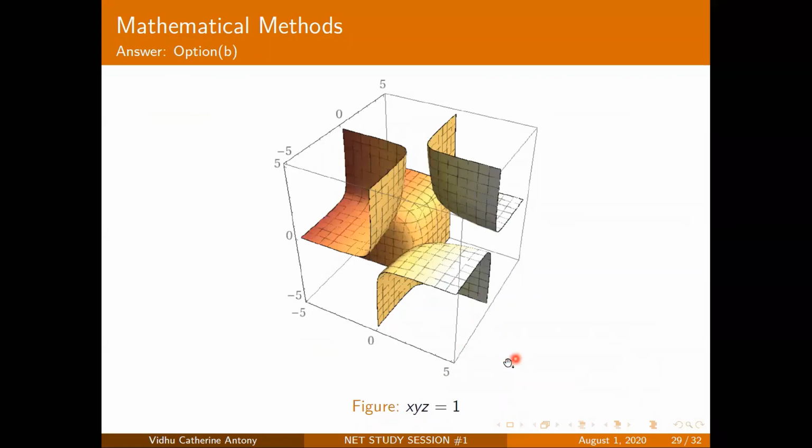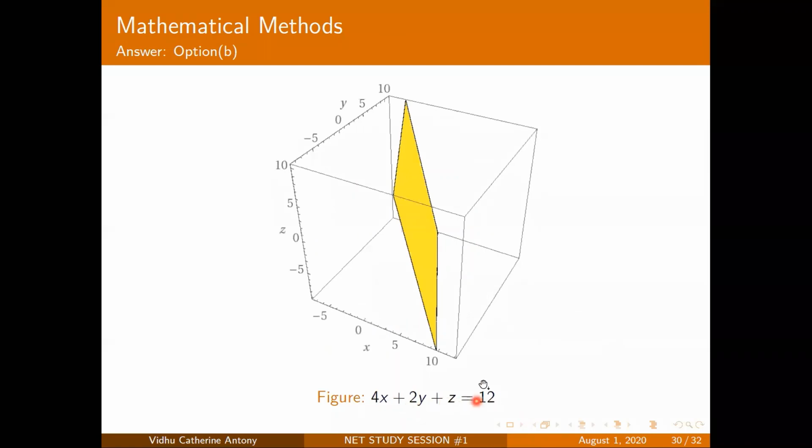Now, the plane that you got, which was 4x plus 2y plus z is equal to 12, this is how it's going to come out.